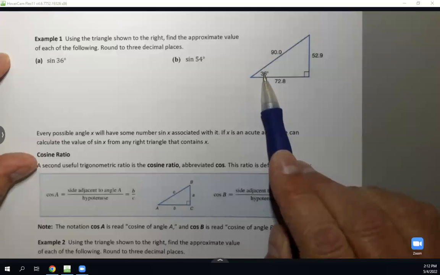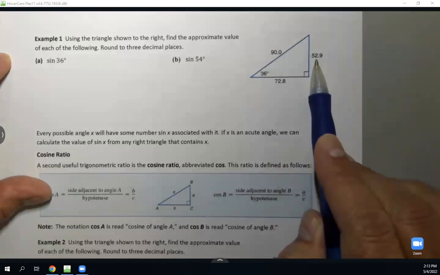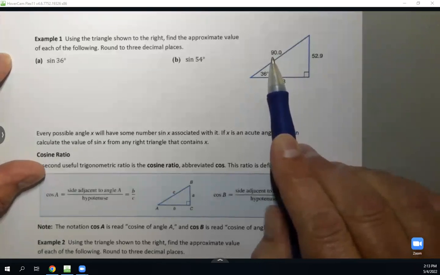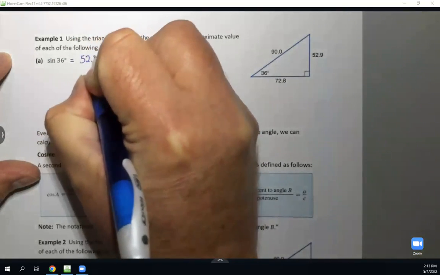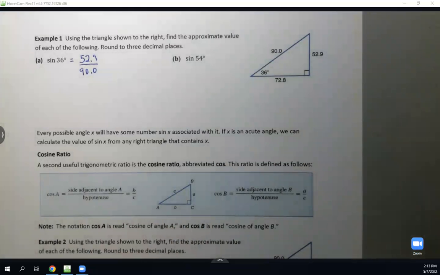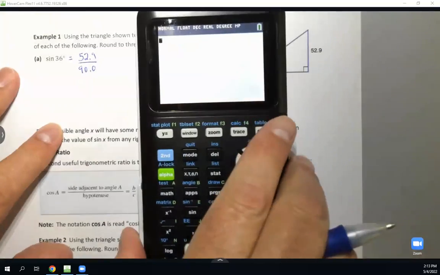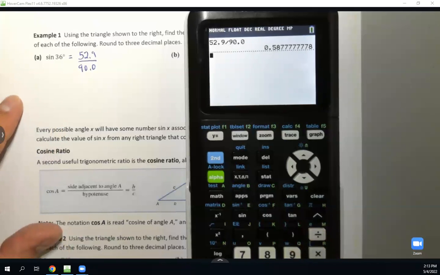So for this angle, 36 degrees, the sine is going to be the opposite, which is 52.9, over the hypotenuse, which is 90. So the sine of 36 degrees is 52.9 divided by 90.0. And we're supposed to round that to 3 decimal places. So I'm going to actually do the calculation. 52.9 divided by 90.0 is about 0.588 if I round to 3 places. Is that okay?